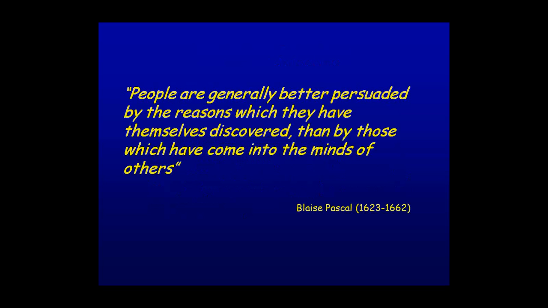And this is really from back in the 1600s, from Blaise Pascal, who was a big French philosopher, who said at that time that people are generally better persuaded by the reasons which they have themselves discovered than by those which have come into the minds of others. What that means here is that you're not going to give the reasons and the arguments. The patients will have to give the arguments why they want to change, why they want to stop drinking, why they want to stop using, and not you. People would be more persuaded to do it if they have their own reasons why they want to do it.